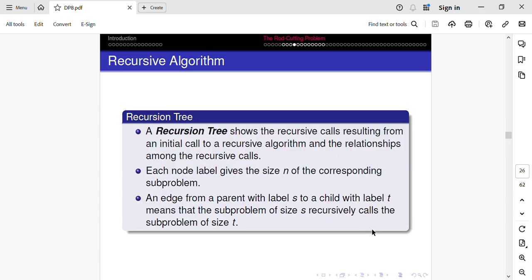Now in order to learn about how the time complexity goes for this recursive algorithm, we study a data structure called recursion tree. A recursion tree shows the recursive calls for a rod length of size n initial call and the relationships among the recursive calls. In a recursion tree, each node gives the size n of the corresponding subproblem, and an edge from a parent with label s to a child with label t means that the subproblem of size s has a recursive call to a subproblem of size t.